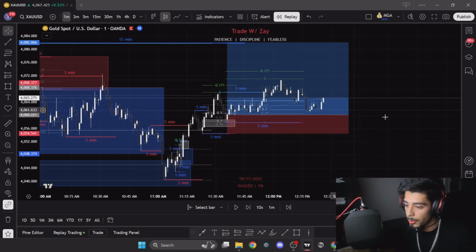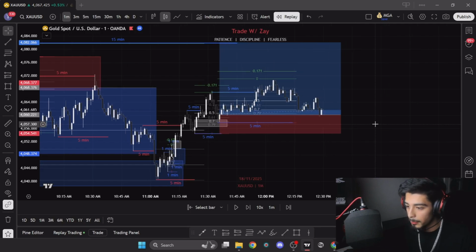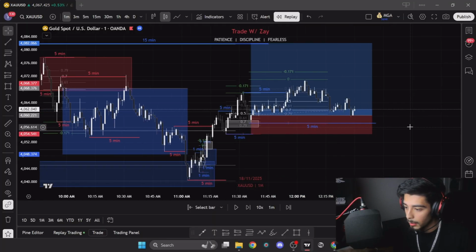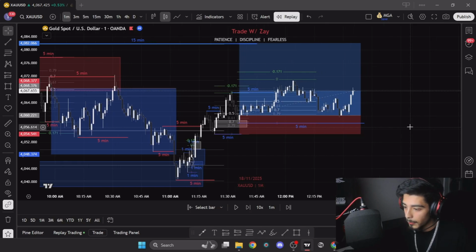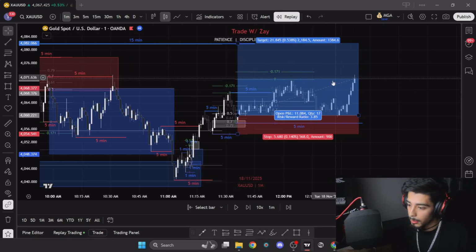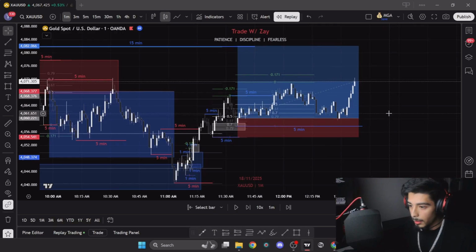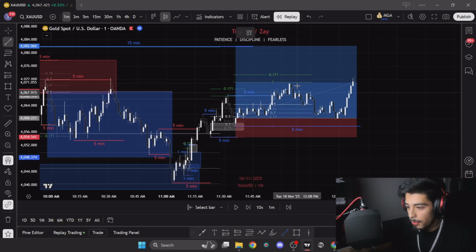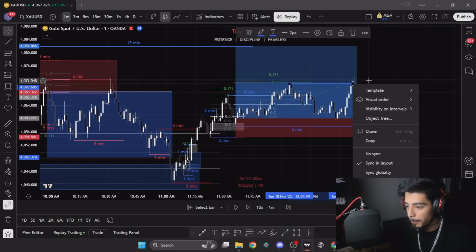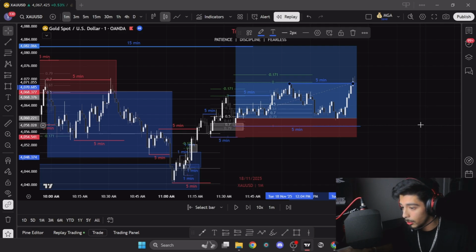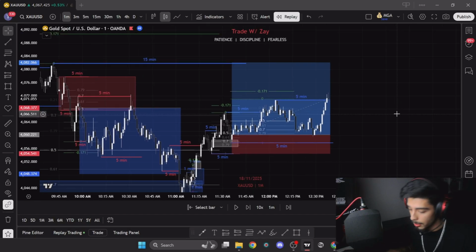So you could pop the entry right there, breaking structure to the upside. Stop loss would be right here. And then let's say if you didn't catch that one, you could have caught this one. And then price ends up targeting that 5-minute higher high. So this is looking really good. Really clean structure today, honestly.